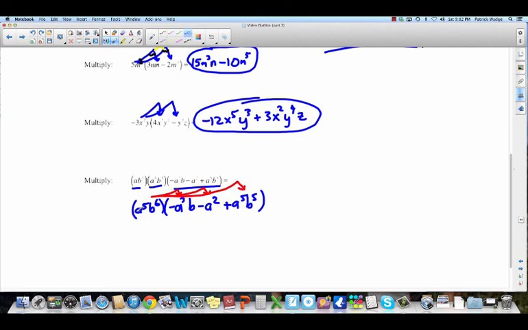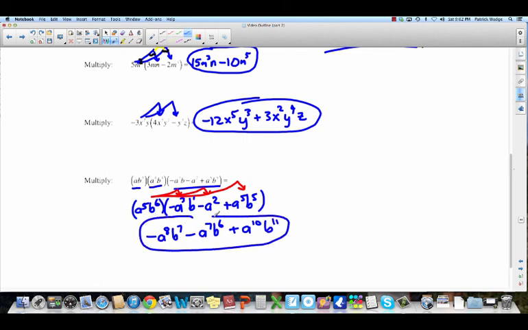Okay, here we go. We have a positive times a negative, so it's going to be negative. A to the 5th times a to the 3rd, add the 5 and the 3, get 8. B to the 6th times b to the 1 is b to the 7th. Now for the second mountain, we have a positive times a negative, so it's going to be negative. A to the 5th times a squared is a to the 7th. B to the 6th just stays the same. Third mountain, a positive times a positive is a positive. A to the 5th times a to the 5th is a to the 10th. And b to the 6th times b to the 5th is b to the 11th. Add those exponents, the 6 and the 5. This is our answer here.